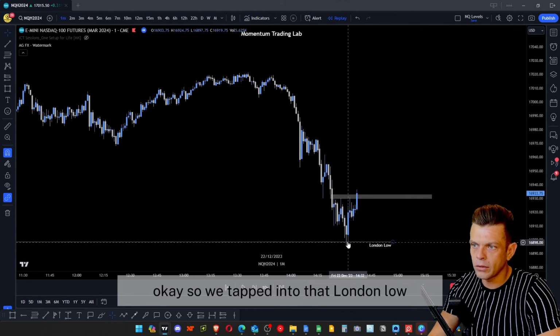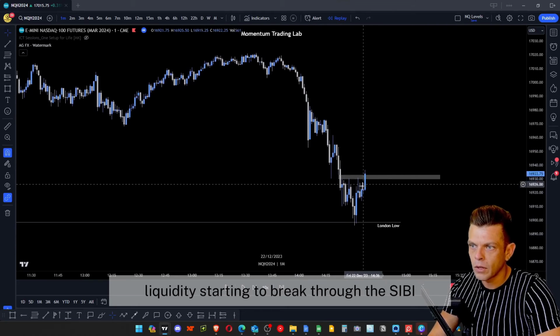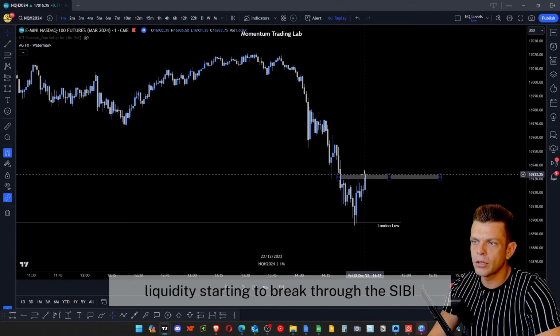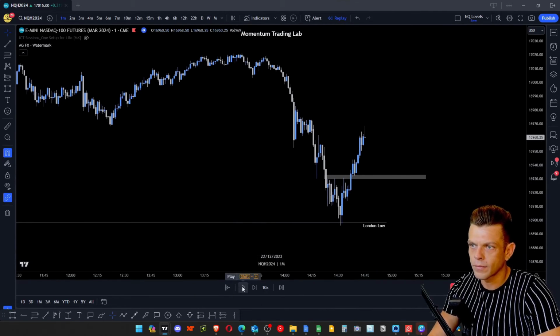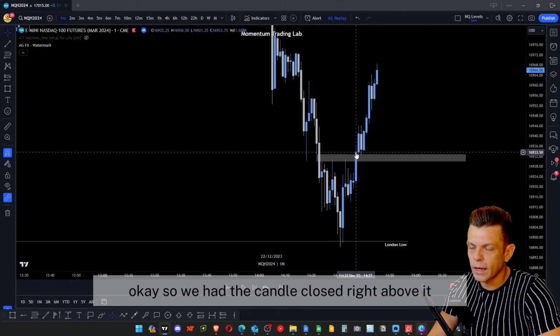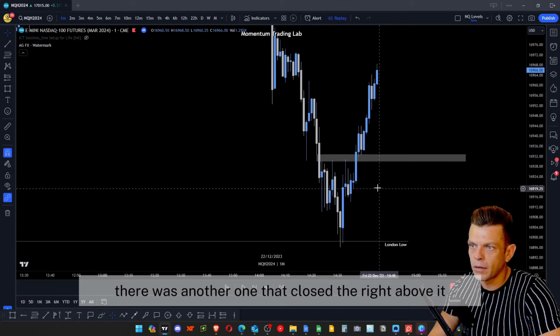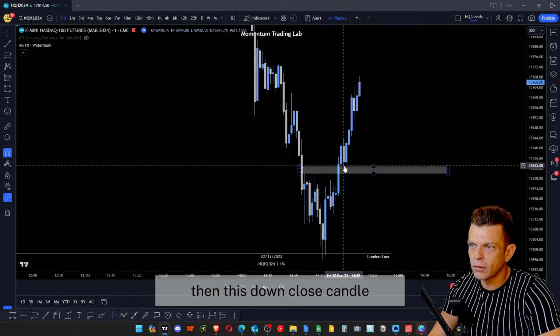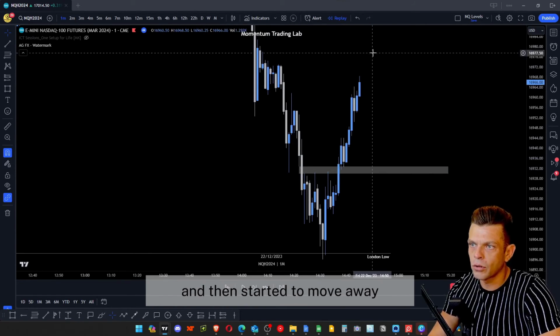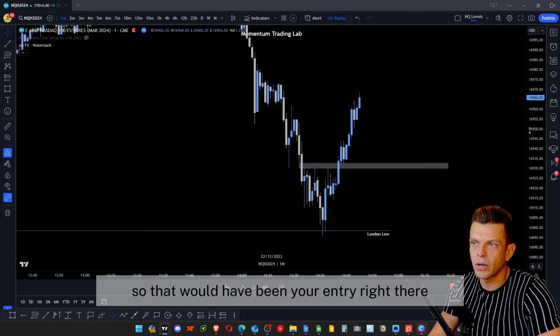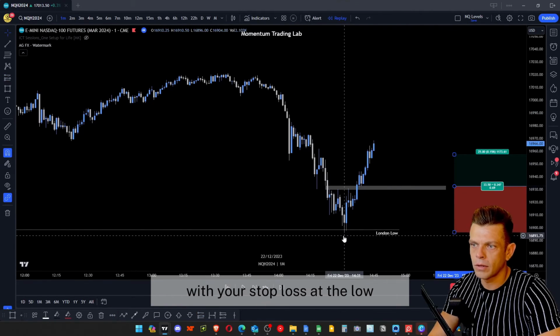Okay, so we tapped into that London low liquidity, starting to break through the sub fair value gap. Okay, so we had the candle close right above it. There was another one that closed up right above it. Then this down close candle tapped into the fair value gap and then started to move away. So that would have been your entry right there with your stop loss at the low.